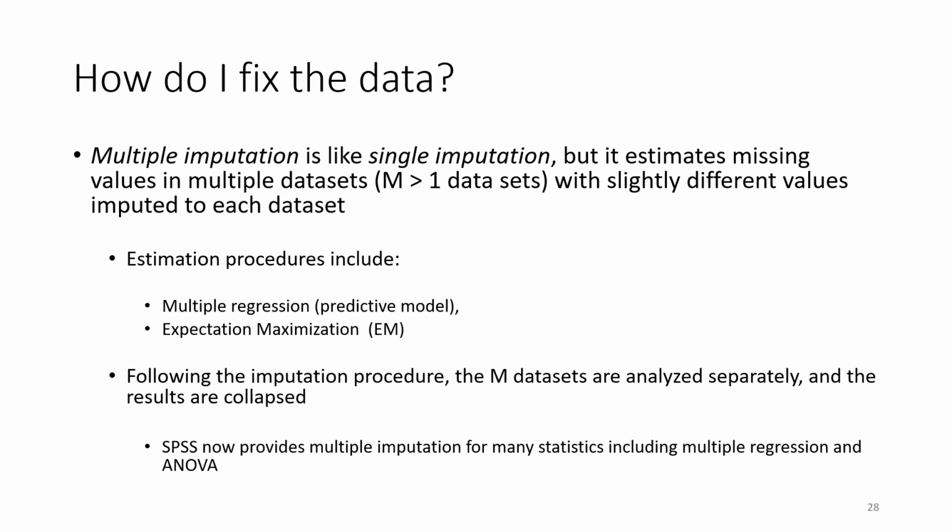So once we impute the missing values, then we have M data sets, which is usually between 3 and 5 data sets. Each of those data sets is analyzed separately. So if you're going to run a multiple regression, ultimately you would run 5 multiple regressions if you had 5 data sets. And then there are procedures for collapsing the results so that ultimately you get one summary set of results. And we'll talk a little bit more about this.